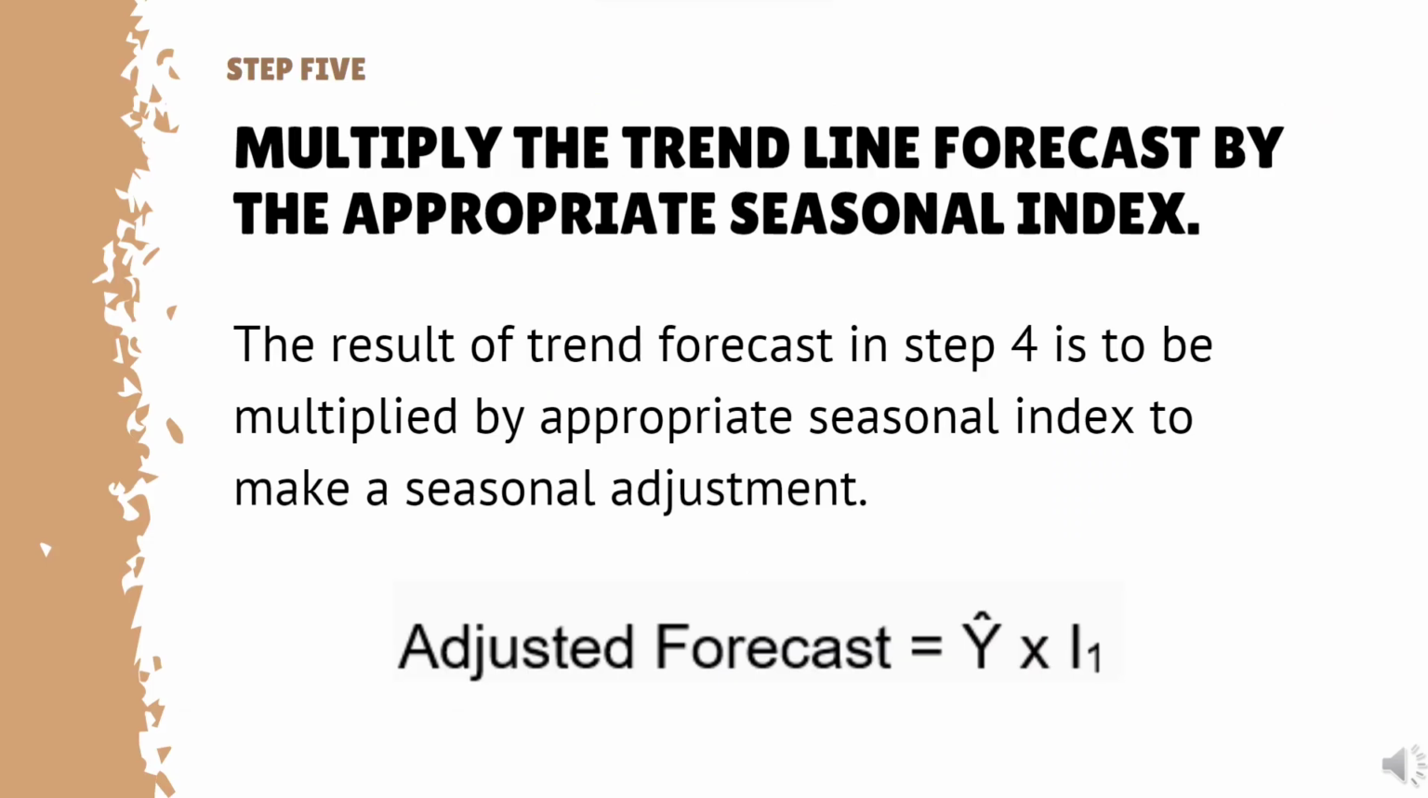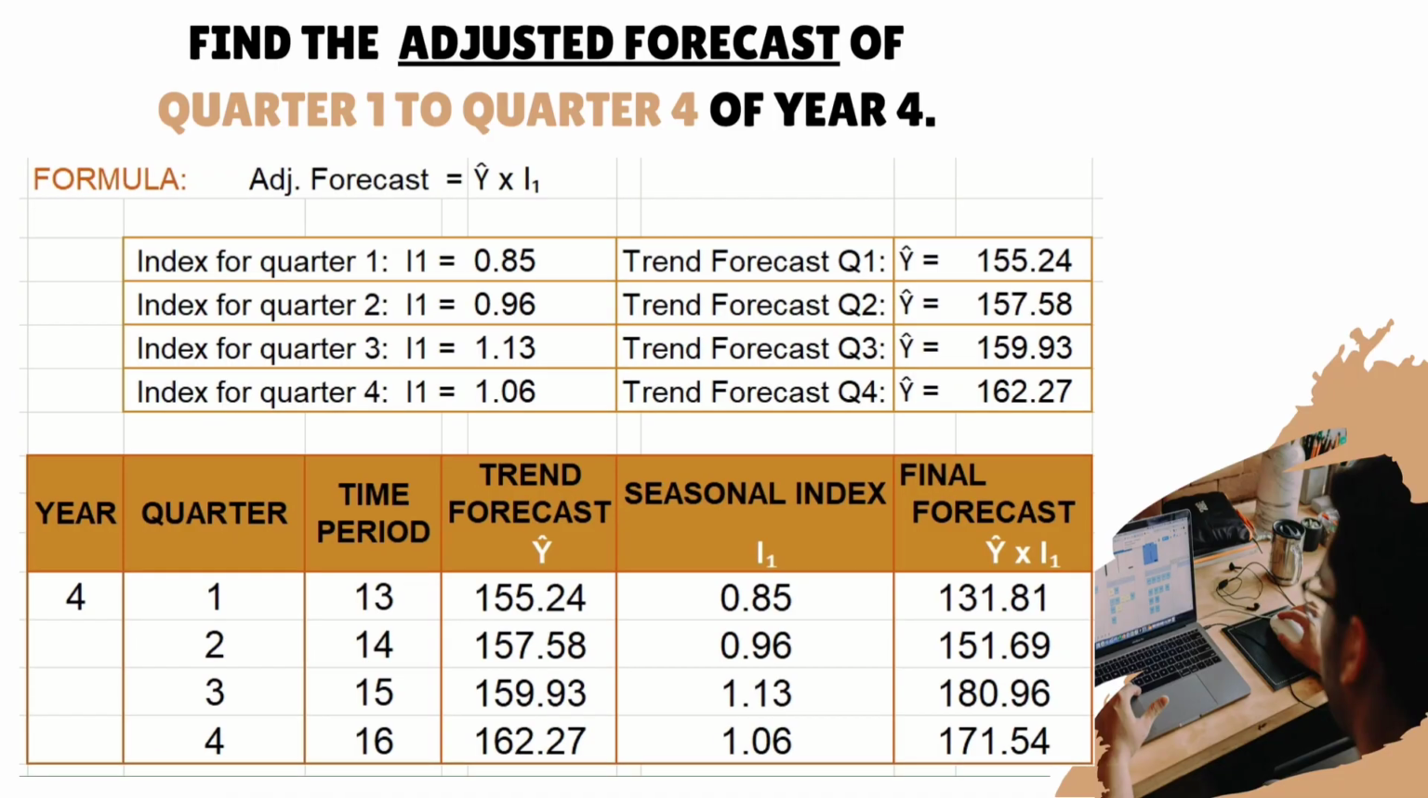And then we need to multiply the trend line forecast by the appropriate seasonal index. This is the last step that we need to follow. The result of the trend forecast in step 4 is to be multiplied by the appropriate seasonal index to make a seasonal adjustment. So our equation will be: adjusted forecast is equal to y, or trend forecast, times I sub 1, or seasonal index. But again, remember, if you do the calculations by hand, the numbers may differ slightly from these results due to rounding. So our adjusted forecast is equal to y times I sub 1.